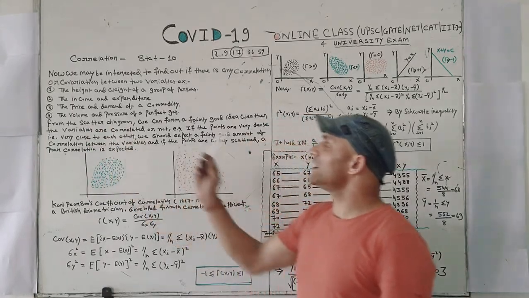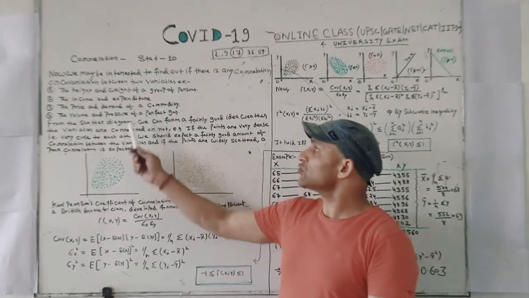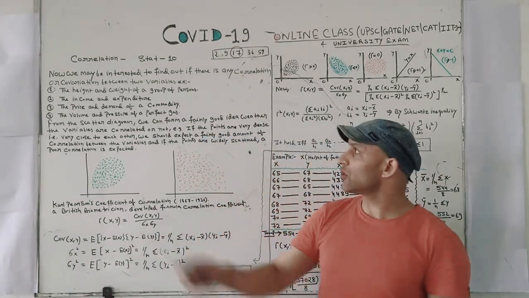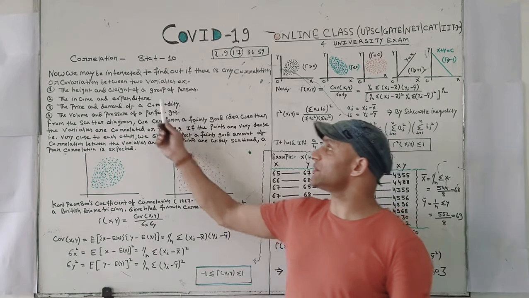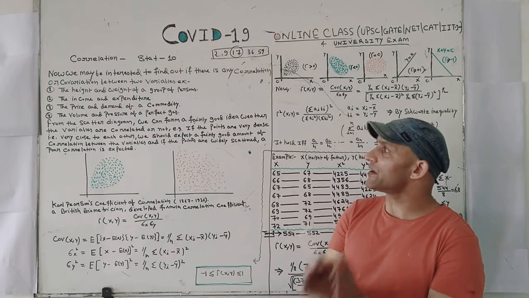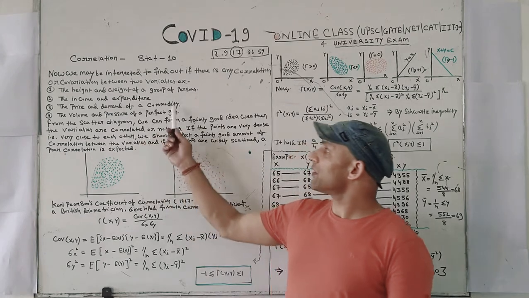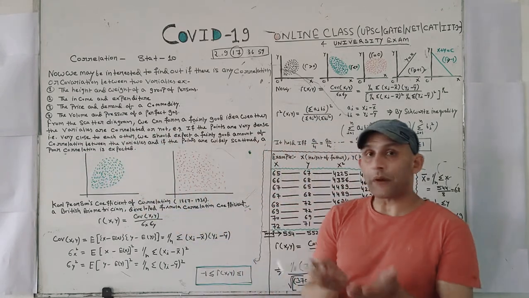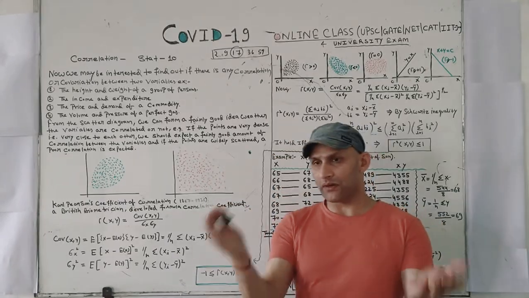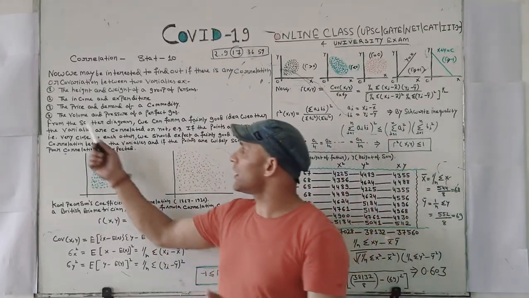The second one is income and expenditure. Suppose you are working in a department, how much money you are getting and how much money you are saving, how much is your expenditure. So there is also a relationship between your income and expenditure. The third one is the price and demand of a commodity, how much the demand of a commodity is. Then the volume and pressure of a perfect gas. If you have more volume, then it can hold more pressure. If there is less volume, then it can hold less pressure.